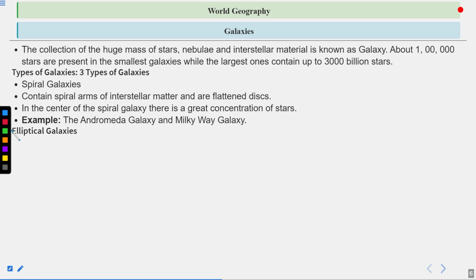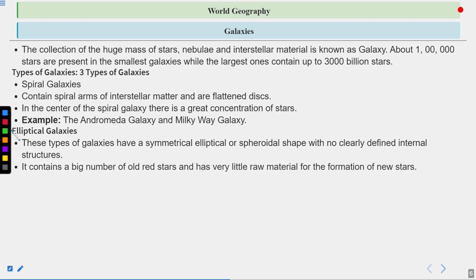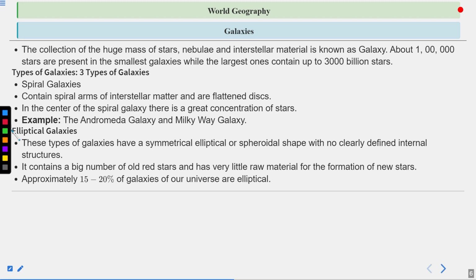Then elliptical galaxy. These type of galaxies have a symmetrical elliptical or spheroidal shape with no clearly defined internal structures. It contains a big number of old red stars and has very little raw material for the formation of new stars. Approximately 15 to 20% of galaxies of our universe are elliptical, and that is why I said earlier also that approximately 10 to the power 11 galaxies are there in the universe, and these are of different shapes and size.